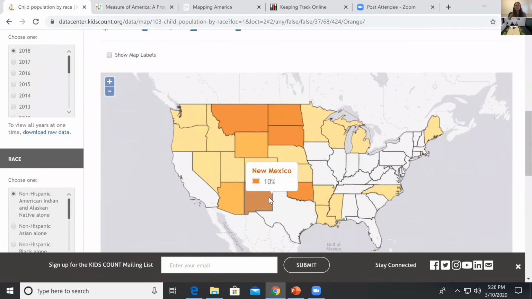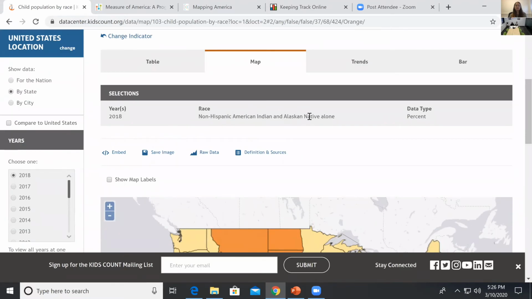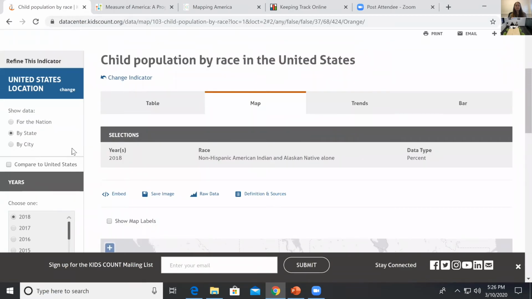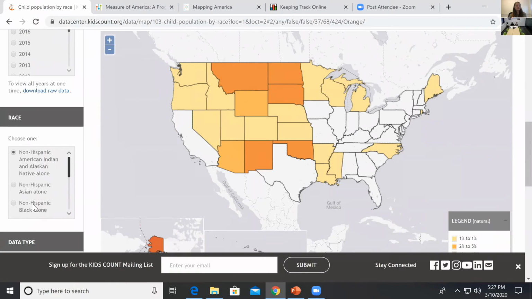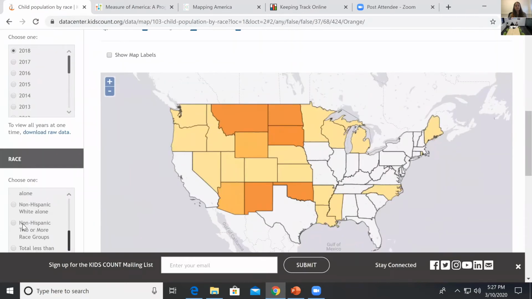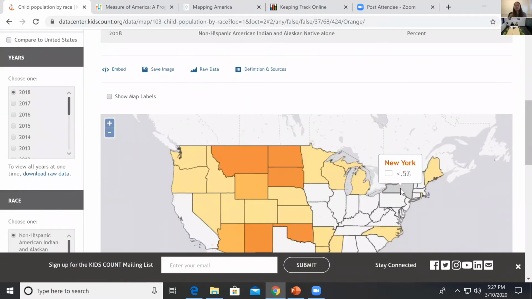And so you can hover over and see, I guess what are we looking at? So this tells you what you're looking at. You're looking at non-Hispanic, American Indian, and Alaskan Native alone. I think you have to go over here to change which race you're looking at. Yeah, see down here on the side. So you'll have to look for one at a time. But it'll show you on this map what the percentages are.